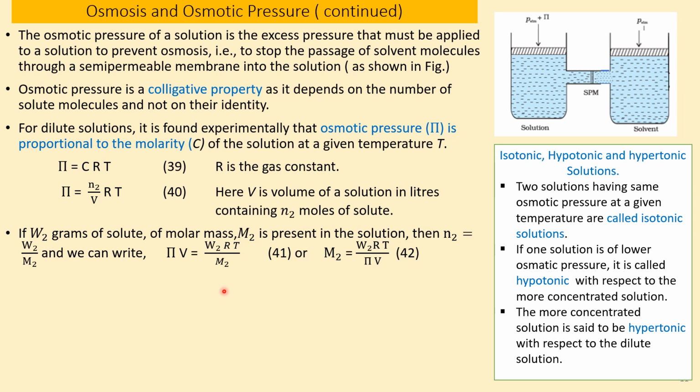Isotonic, hypotonic and hypertonic solution. Two solutions having the same osmotic pressure at a given temperature are called isotonic solutions. If one solution is of lower osmotic pressure, it is called hypotonic with respect to the more concentrated solution. The more concentrated solution is said to be hypertonic with respect to dilute solutions.